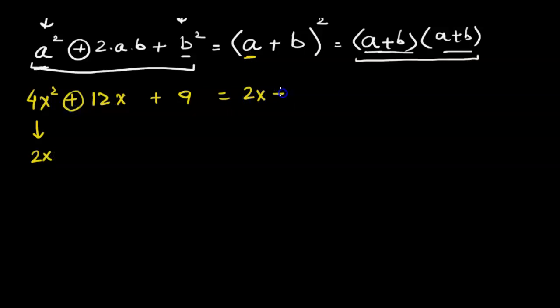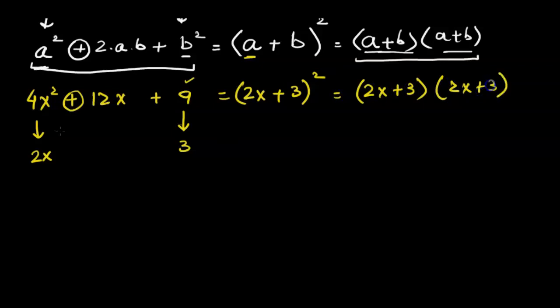The middle term's sign comes here, and b is the term we get from the last value. It's the term whose square gives us 9, and that term is 3. So we put that term here and put a whole square around it, which is nothing but 2x plus 3 times 2x plus 3. And this is how we change 4x squared plus 12x plus 9 to the factored form, (2x plus 3)(2x plus 3). Let's take up another example here.